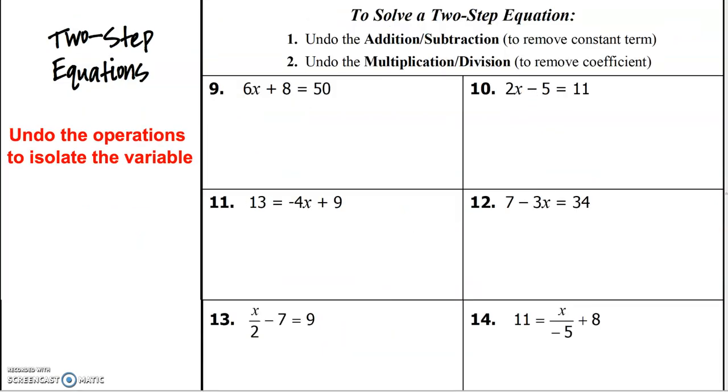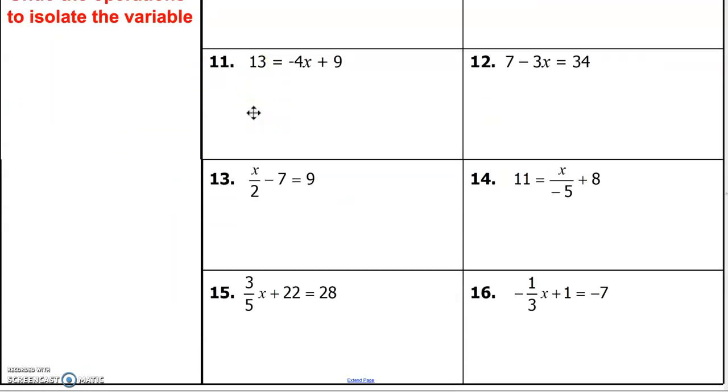Next is two-step equations. I want you guys to try these examples on your own using the principles that we talked about in the previous examples, where we're undoing those operations to isolate the variable. We have 9 through 16 that you need to try on your own. We will do these together when we return to class.